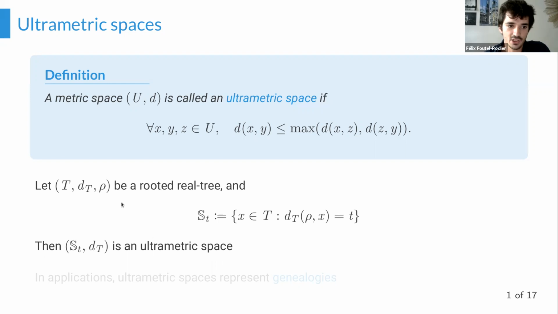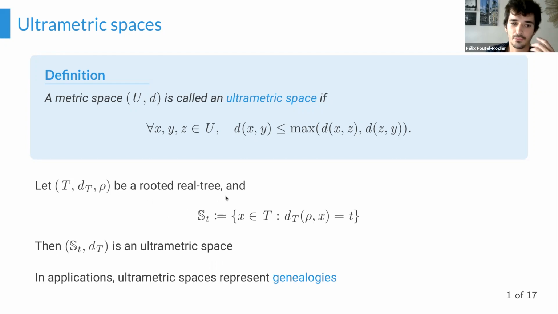In applications, and especially in population genetics, a rooted real tree is often obtained from a population model where the root corresponds to the ancestor and the tree distance encodes the reproductions in the population. And then distance from the root is often interpreted as time. And this means that an ultrametric space actually corresponds to the genealogy of all individuals living at a fixed time in your model. That's why we use them for representing genealogies.